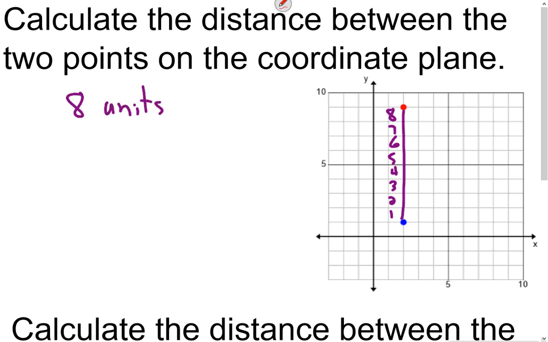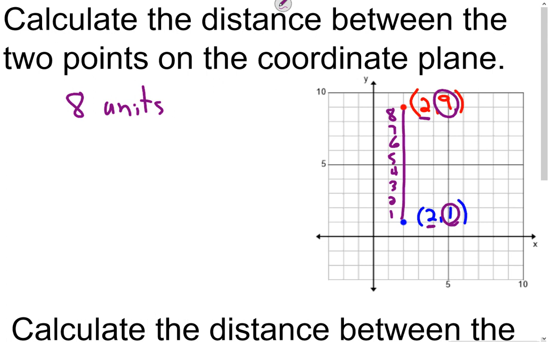But then if I look at the coordinates at these 2 points, my red point is at (2, 9), and my blue point is at (2, 1). Well, in the previous example, if you recall, we subtracted the x values. But in this one, those x values are the same number because these 2 points aren't going anywhere left or right compared to each other. But when we look at the y values, that's what's going to help us find our distance.